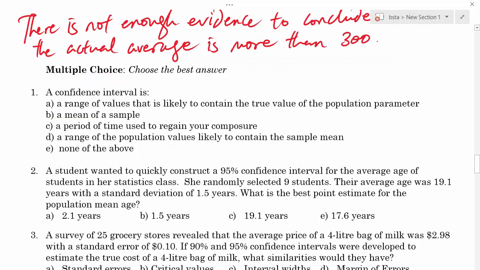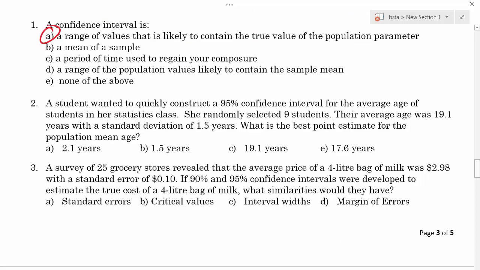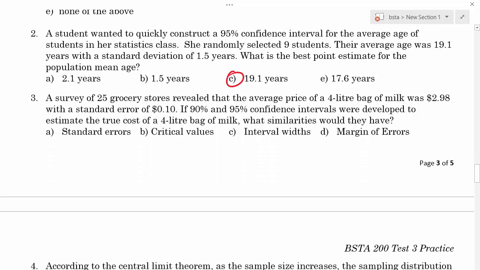A range of values that is likely to contain the true population parameters. So that's good. A is number one. That's what we call the confidence interval. Number two, point estimate. What is a point estimate? You're going for C on that one. So the average is that. So point estimate is what is the point estimate for the population mean? It is going to be the sample mean.